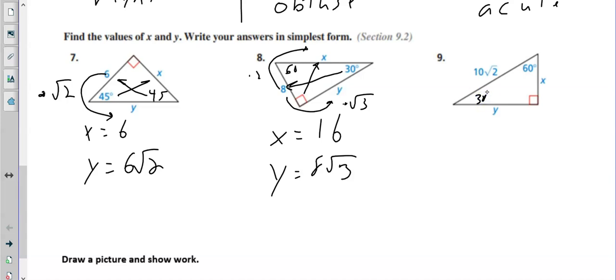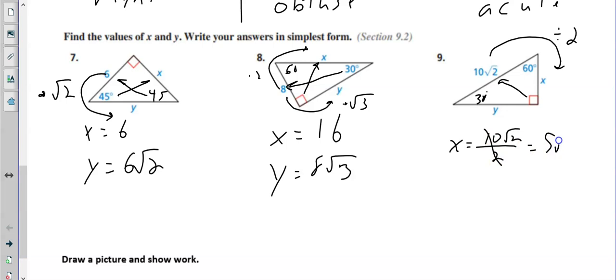Now notice here I have my hypotenuse. So if I got to decide whether to go from the hypotenuse to the small side or the large side, the easiest thing to do is always go to the small side because all you do is divide by 2. Just like on number 8, we multiply by 2. We're getting smaller, so we divide by 2. So x is simply 10 root 2 divided by 2. That cancels, so I get 5 root 2.